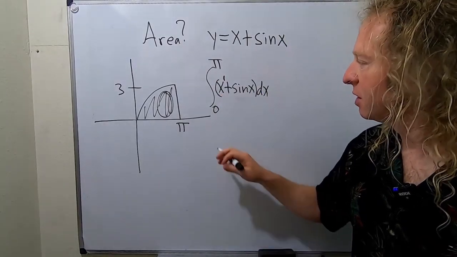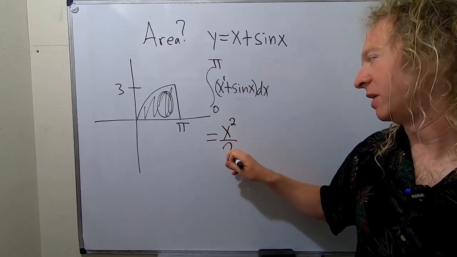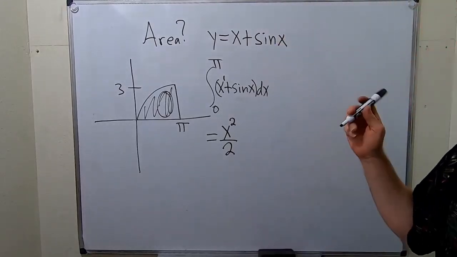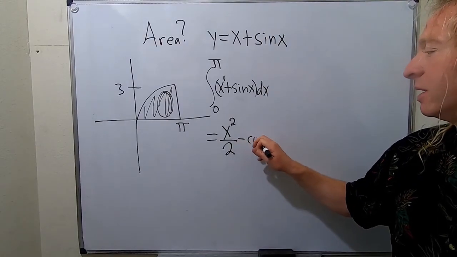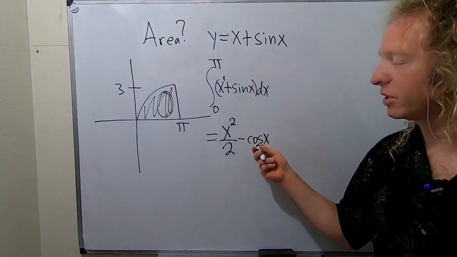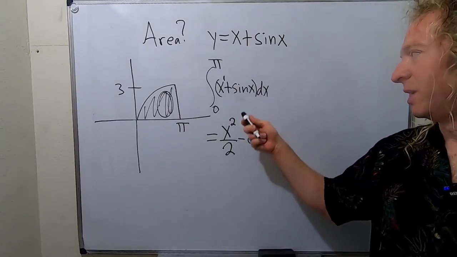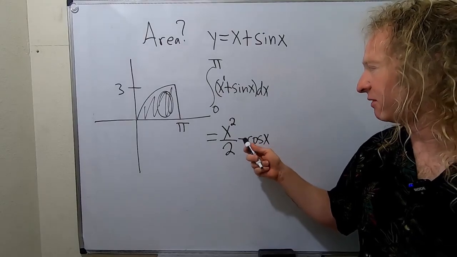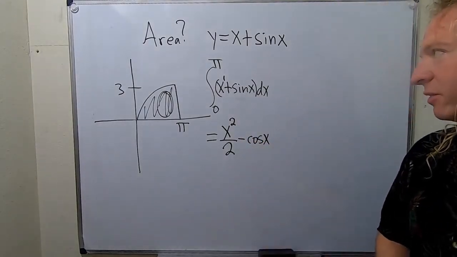There's a 1 here, so this is simply x squared, because you add 1, and then divide by 2. So 1 plus 1 is 2, then you divide by that. To integrate sine, that's going to be negative cosine. The reason I know that is because if you take the derivative of cosine, you get negative sine. But there's already a negative here, so it'll make it positive. So when you integrate sine, you do get a negative cosine.